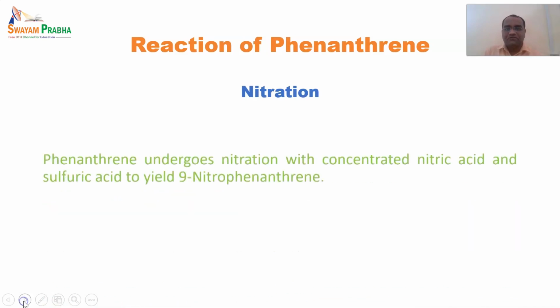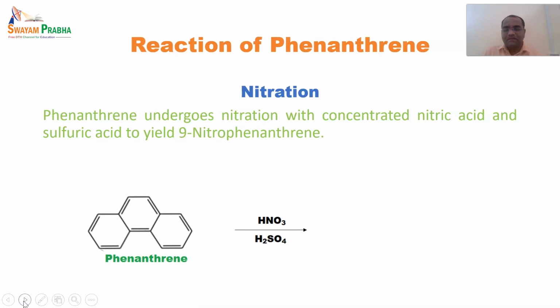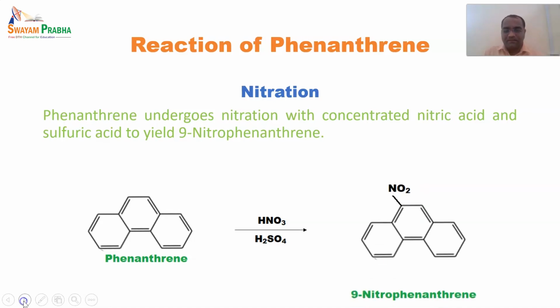Nitration of phenanthrene. Phenanthrene undergoes nitration with concentrated nitric acid and sulfuric acid to yield 9-nitrophenanthrene, one of the simple reactions. Nitrating mixture, that is HNO3 and H2SO4. If we are not adding H2SO4, the nitronium ion is not generated. To generate a nitronium ion, we require sulfuric acid, and we get 9-nitrophenanthrene.